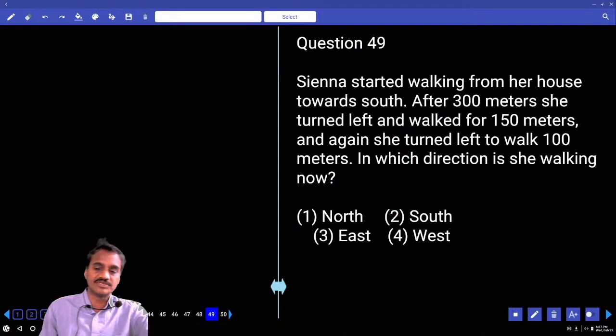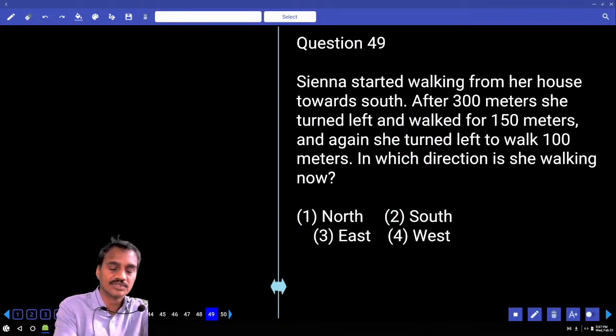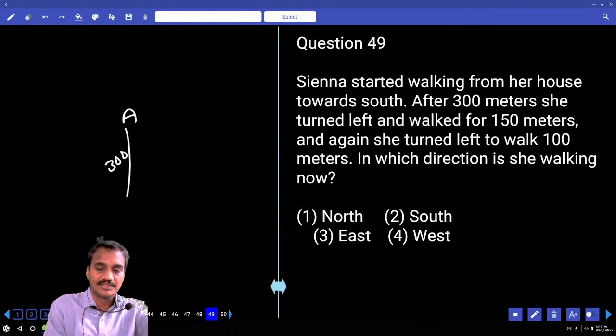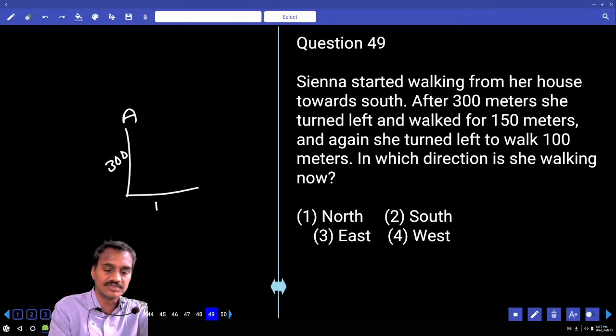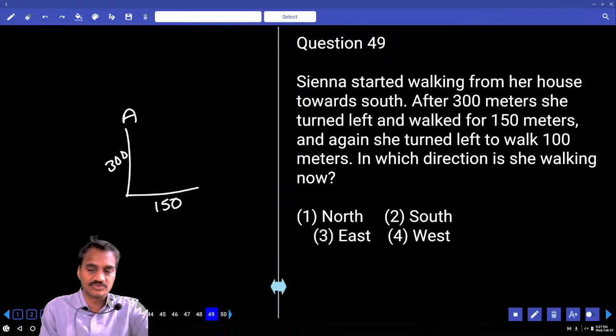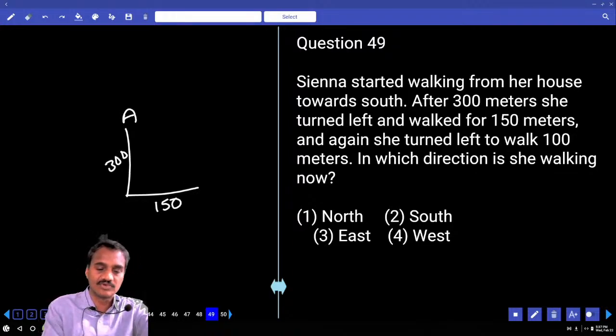Then question 49. Sienna started walking from her house towards south. A is the starting point. From here she walks how many meters? 300 meters towards south. Then she turned left and walks for 150 meters, 150 meters towards her left. Again she turned to her left and walks 100 meters.